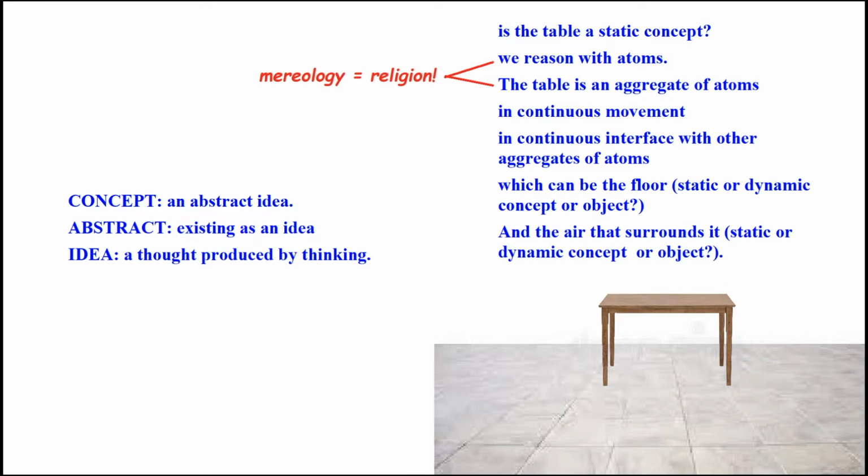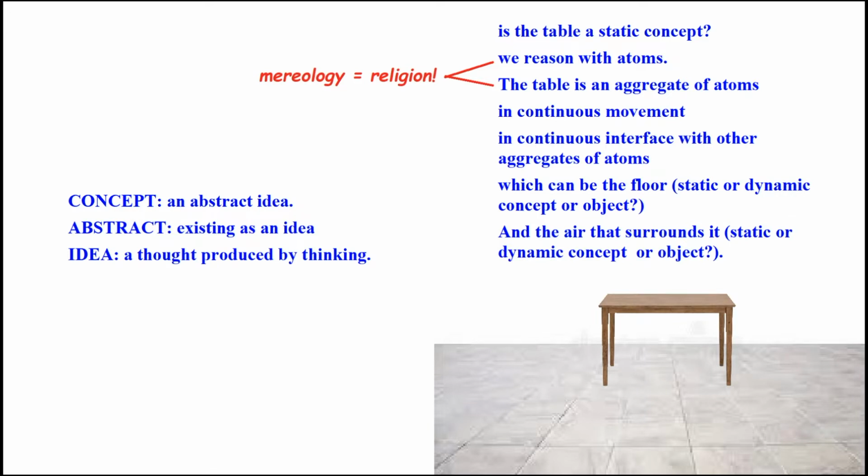The subject matter at hand is, what is an object? Is it something static that has no motion? And so this guy gets tangled in his own language because he says it's made out of atoms, all atoms move, so therefore, since nothing is static, what we have is no object, because the object is changing its shape, as this other fellow said, every second of the day. And so they get tangled in their own semantics. They go around in circles. So he says, in continuous interface with other aggregates of atoms, which can be the floor, static or dynamic concept or object. Again, he's thinking the floor is made out of atoms, all atoms move, therefore the floor is moving, therefore it's not static, etc., etc.